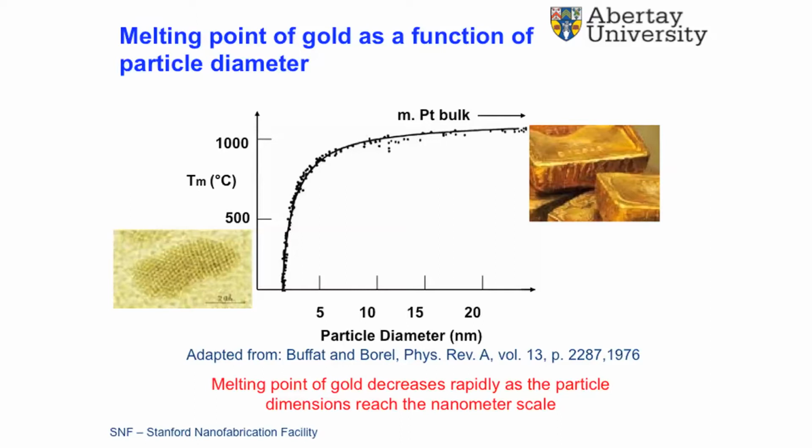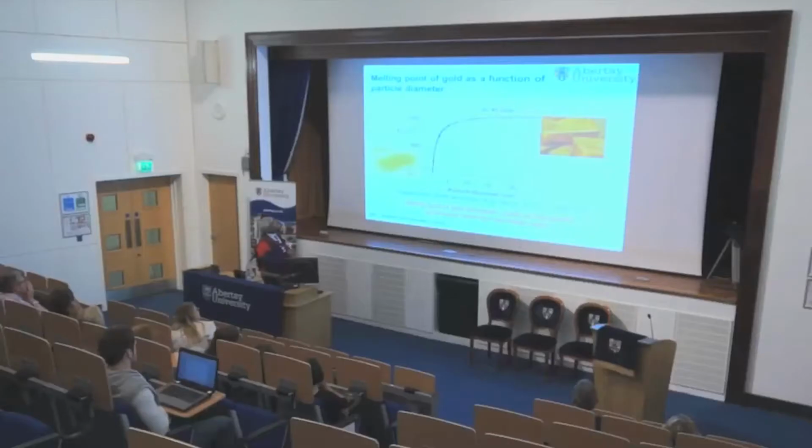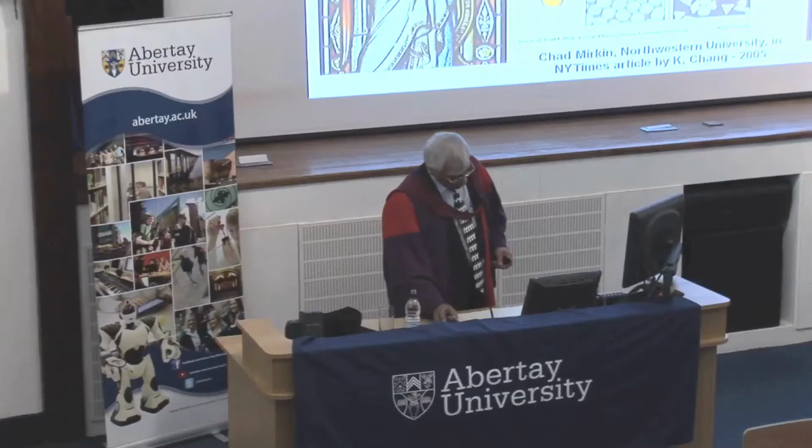Small is beautiful. You take bulk of gold. Bulk of gold. This is the nanoparticles of gold. You can see when you reach the nanoscale, the melting point decreases rapidly as the particle dimensions reach the nanoscale. Their properties change.